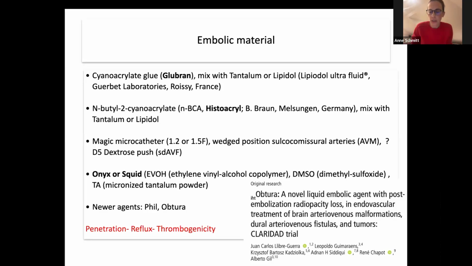And then a technique which I've used a few times and has been published before, more relevant for dural arteriovenous fistulas, is a D5 dextrose push. So glue on contact with blood is thrombogenic. Also, before injecting glue, you always have to flush your catheter with dextrose, because in contact with saline, it would be thrombogenic.